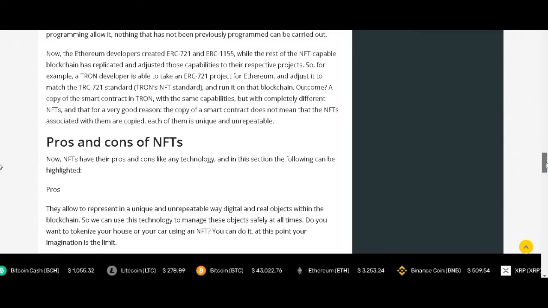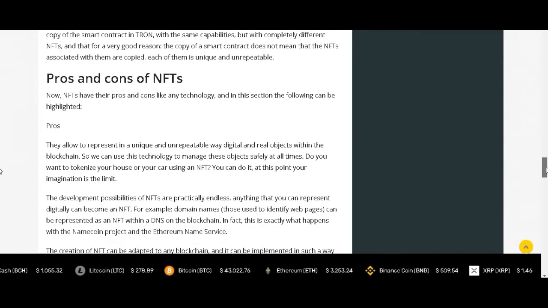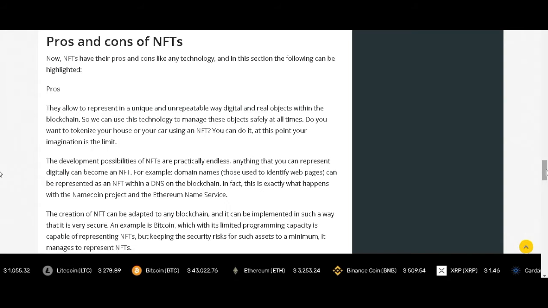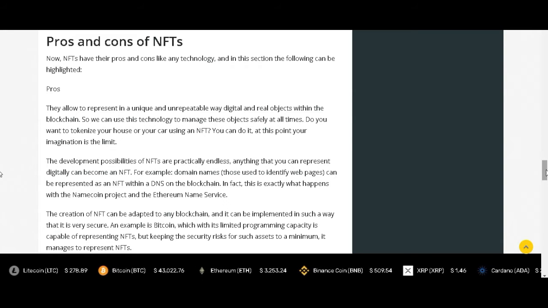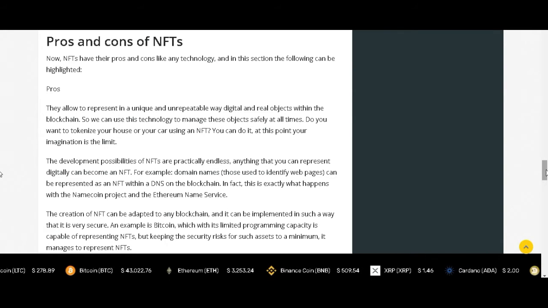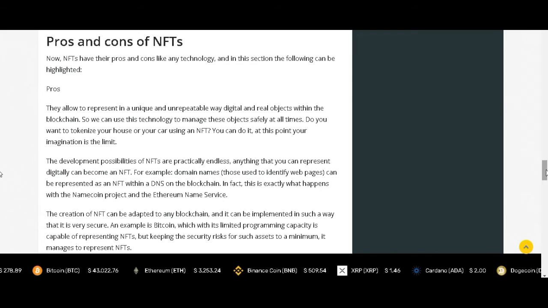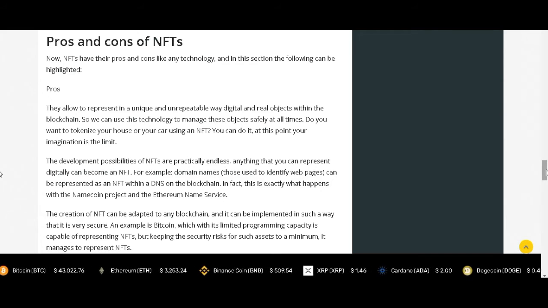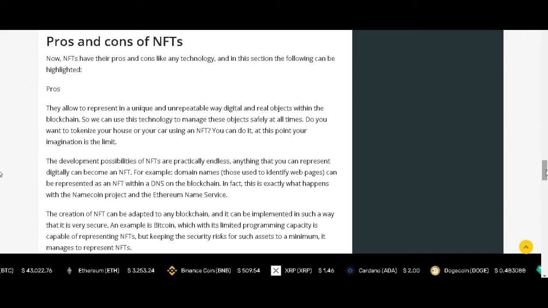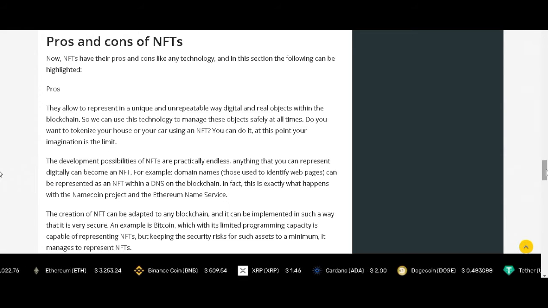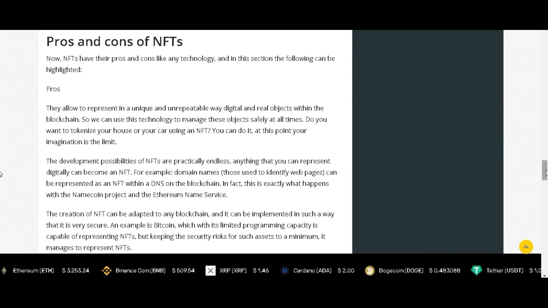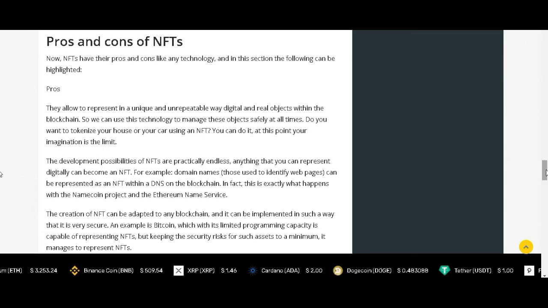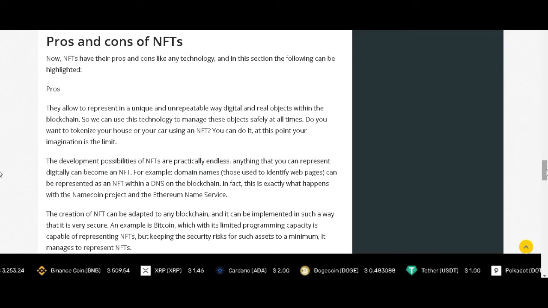Pros and cons of NFTs. Now, NFTs have their pros and cons like any technology, and in this section the following can be highlighted. Pros: they allow to represent in a unique and unrepeatable way digital and real objects within the blockchain. So we can use this technology to manage these objects safely at all times.